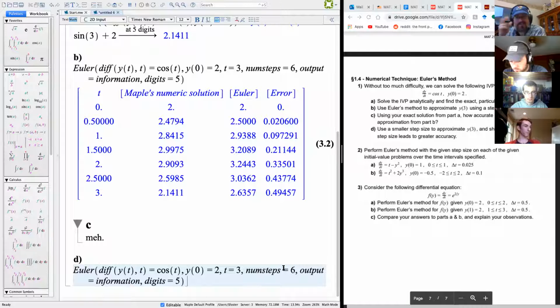Now, how do you change the step size? Just num steps to 12, right? Sure. So you double the number of steps, which does what to the step size? If you double the number of steps, what does that do to the step size? It cuts it in half. Yep. You're going the same distance, but if you take twice as many steps to get there, then you must be going half as far for each step. So let's run this bad boy and see what we get.